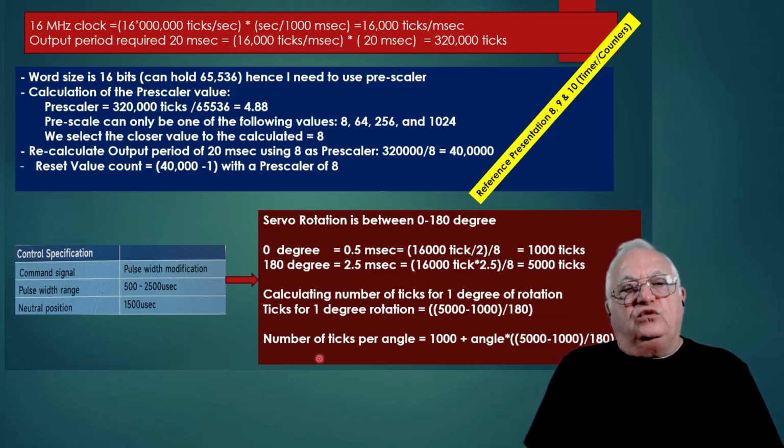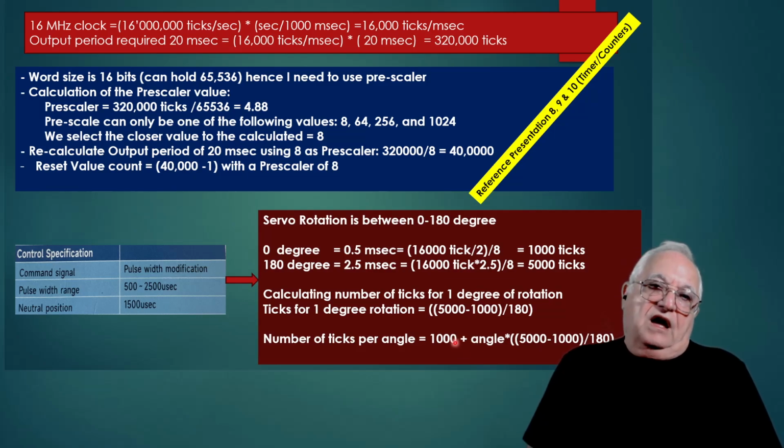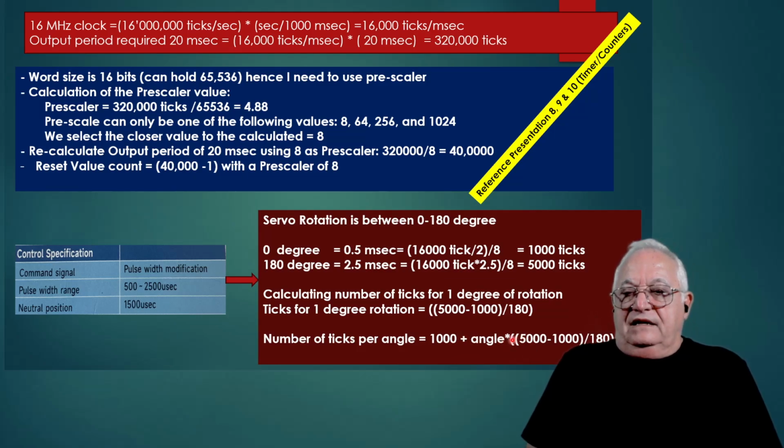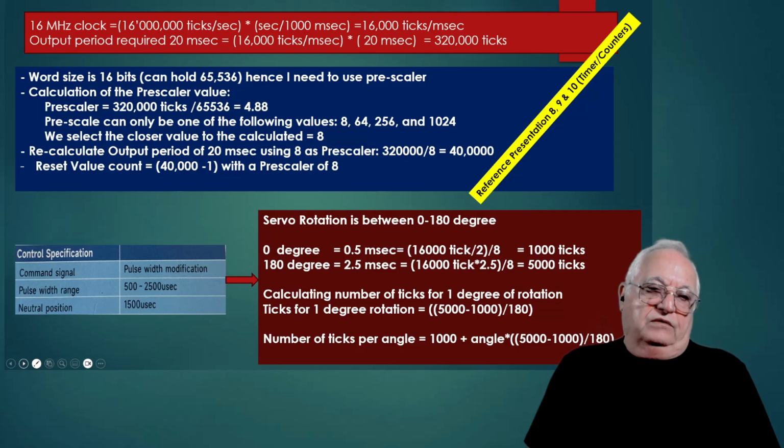So now, if I want to calculate the number of ticks for any angle, then I do it as follows. I start with 1,000. If the angle is 0, that means I want to go to a 0 position, then it's 1,000. And then I add the multiplication of the angles times how many ticks per angle. And that's going to give me the number of ticks for any desired angle.